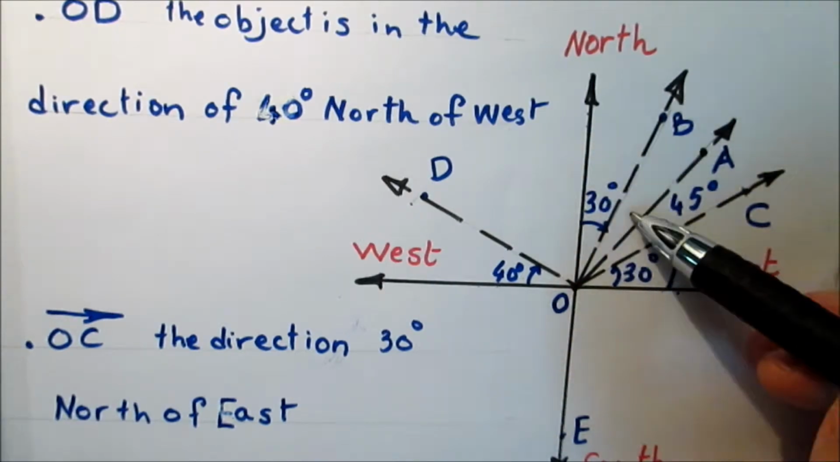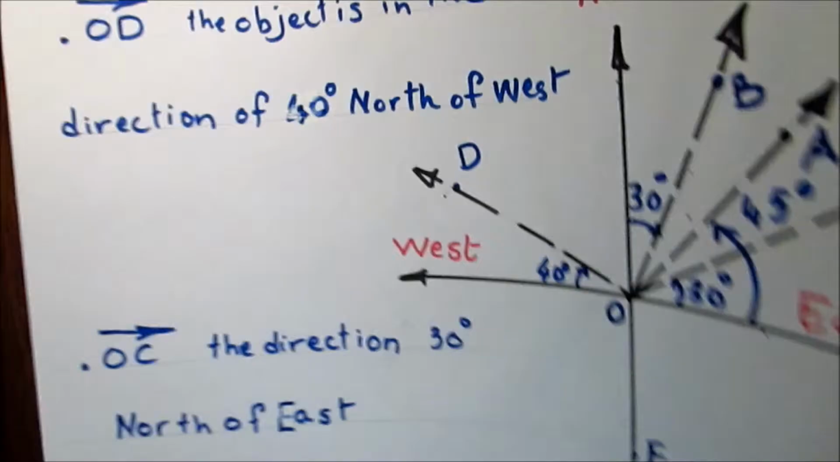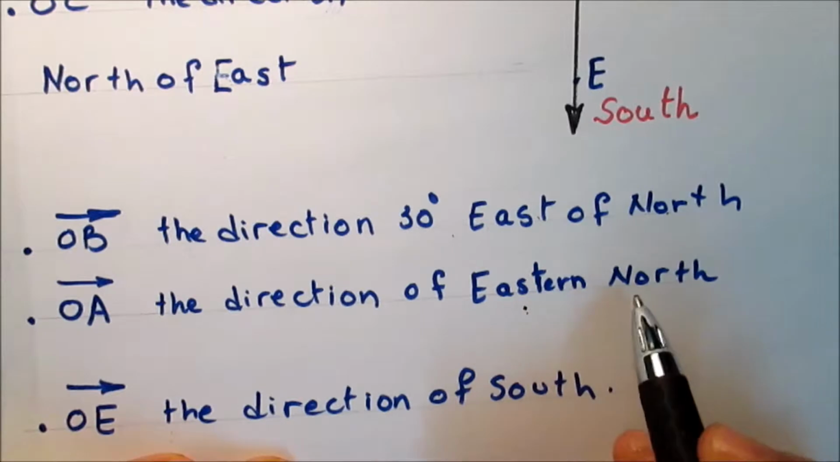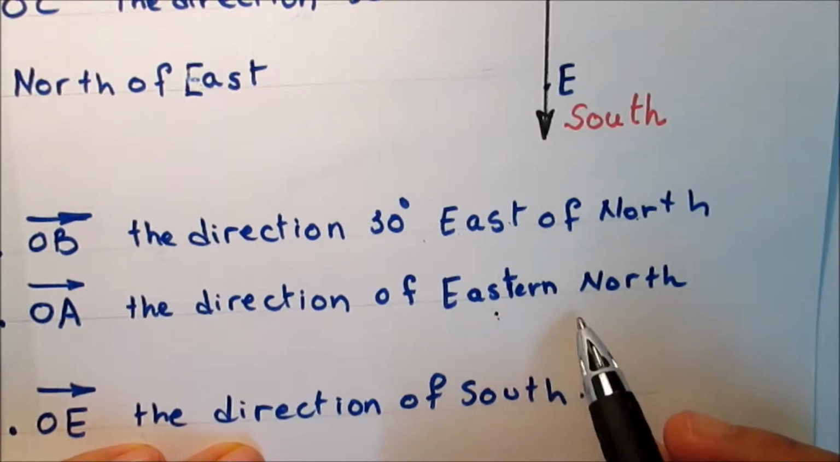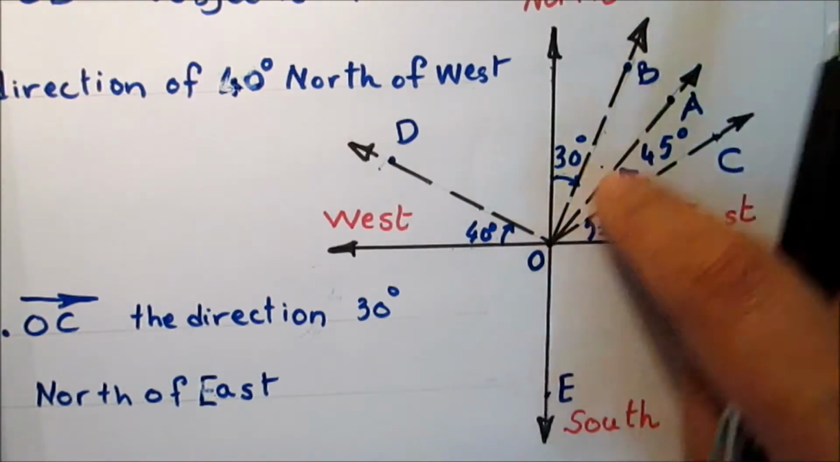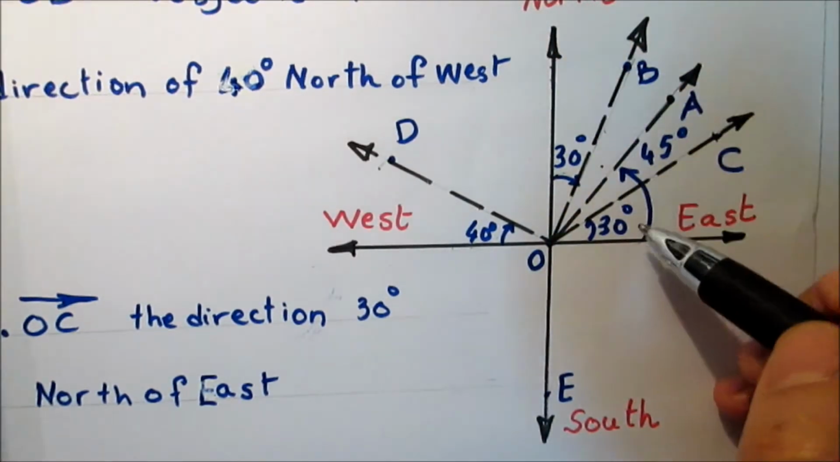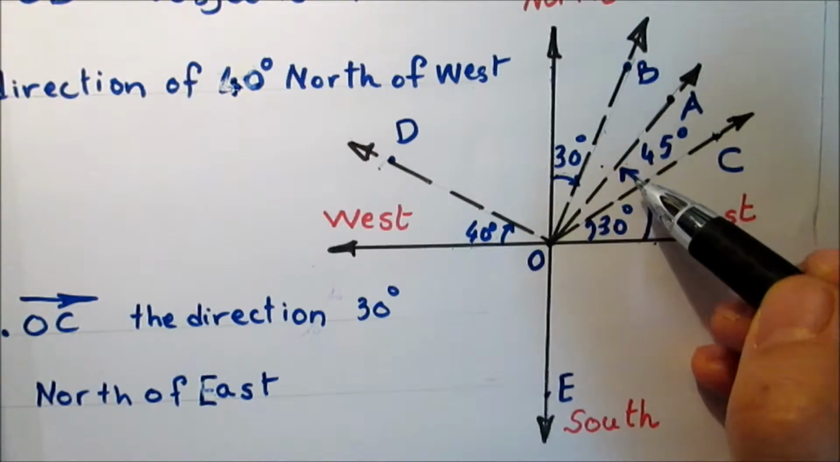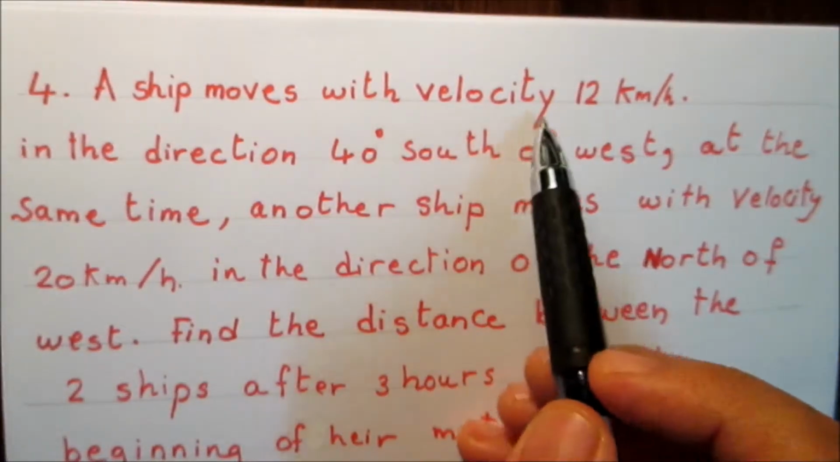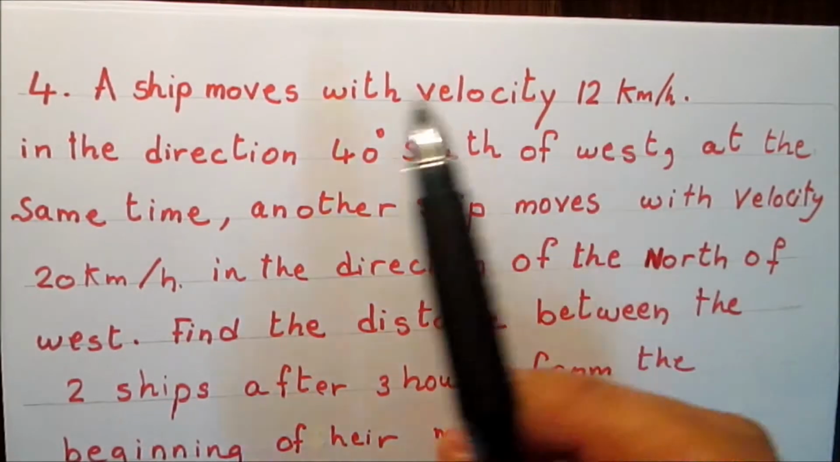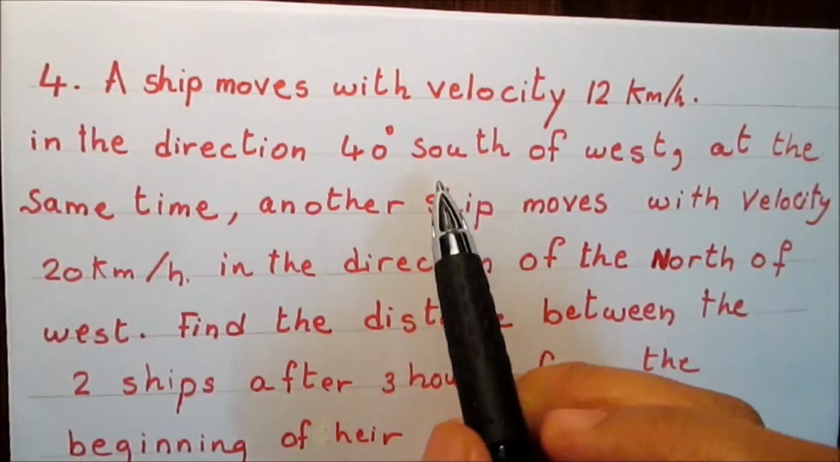If an object is 30 degrees east of north, you go from the north to the east 30 degrees. And if an object is at the east north, we are not given any angle measure, so the object is in the middle between the north and east, so it's 45 degrees from either east or north.